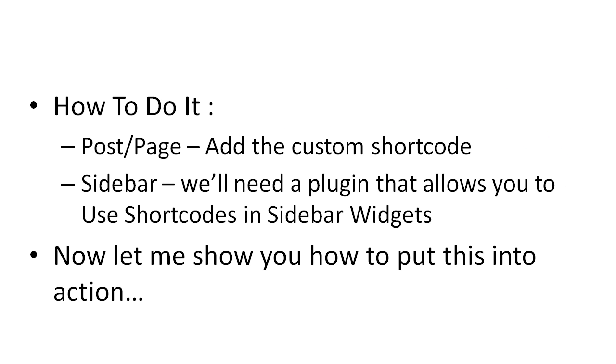Now, before we actually do this, I want you to be aware of how it works. Basically, with a post or page, you can add the custom shortcode of the forms to a post and page. With a sidebar, however, you're going to need to install a plugin that allows you to use shortcodes in the sidebar widgets. Now, let me go ahead and show you how to put this into action.